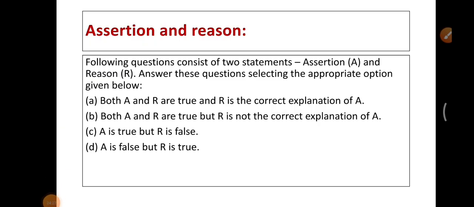The next question, assertion and reason. The following questions consist of two statements, assertion and reason. Answer these questions selecting the appropriate option given below. Option A, both A and R are true and R is the correct explanation of A. Option B, both A and R are true but R is not a correct explanation of A. Option C, A is true but R is false. Option D, A is false but R is true.